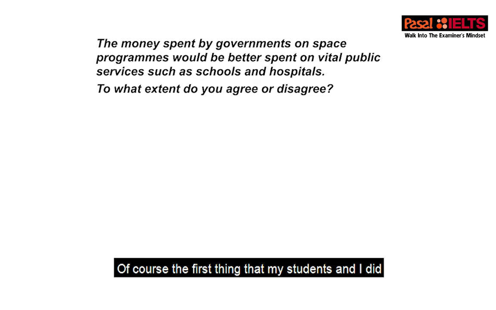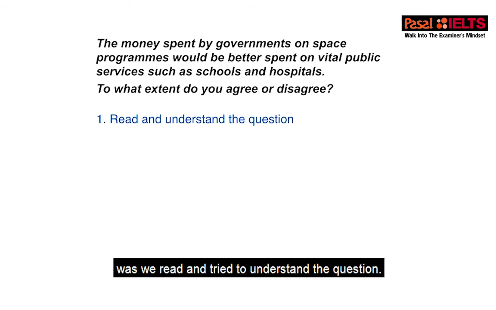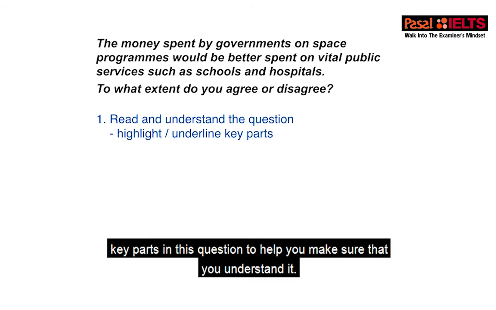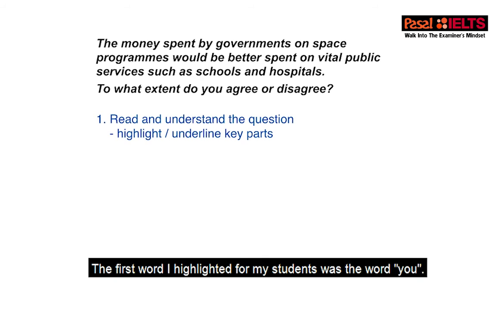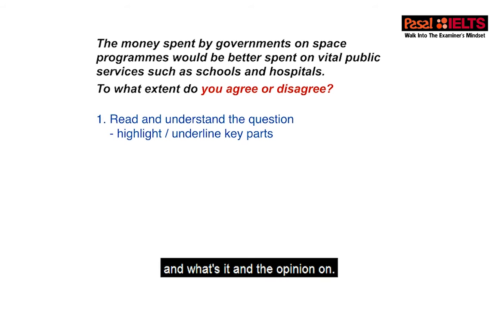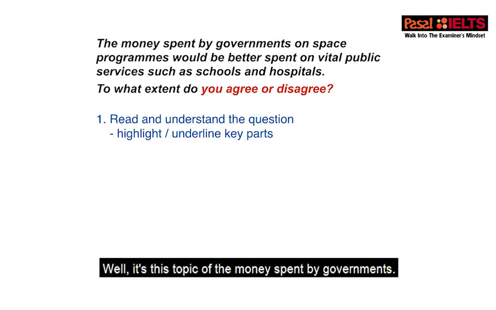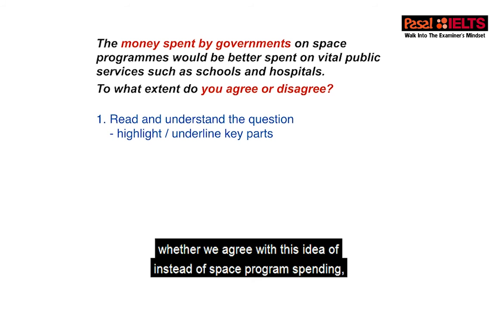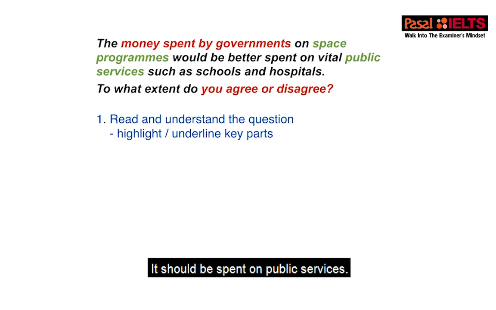Of course, the first thing that my students and I did was we read and tried to understand the question. I'm going to highlight 1 or 2 key parts in this question to help you make sure that you understand it. The first word I highlighted for my students was the word you. This question is asking whether you agree or disagree, so it's about your opinion. And what's it the opinion on? Well, it's this topic of the money spent by governments, and then we have to decide whether we agree with this idea of instead of space program spending, it should be spent on public services.